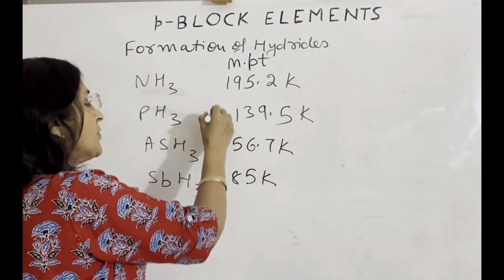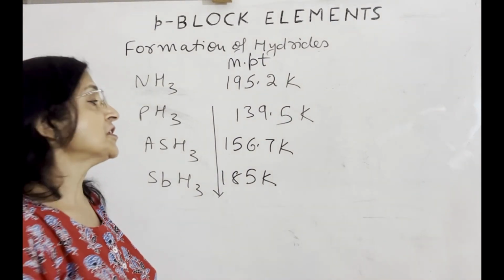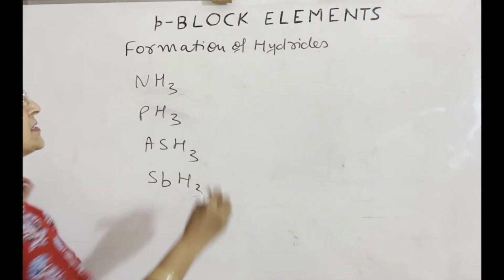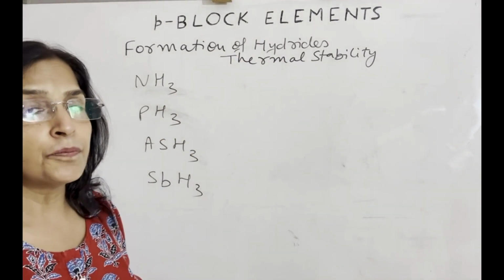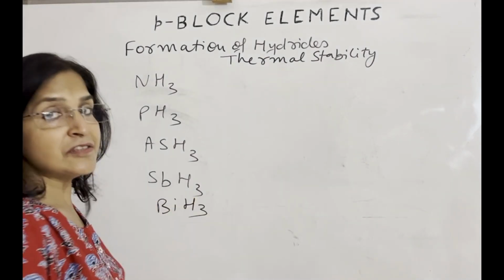After ammonia, as we move down the group, molecular size increases, van der Waals forces of attraction increase, melting point increases. Now next is thermal stability of these hydrides. As we move down the group, thermal stability of these hydrides decreases. Bismuth hydride is very unstable.